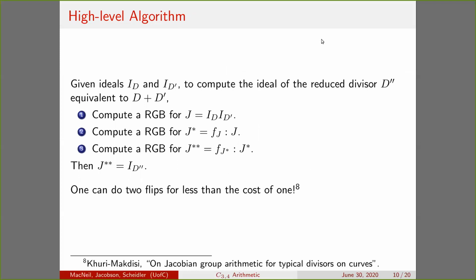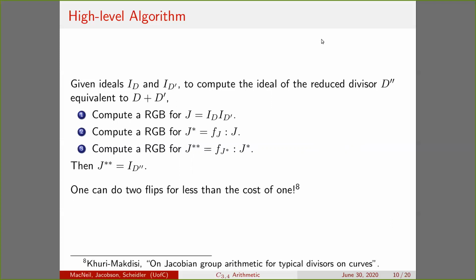So given ideals ID and ID prime, representing the divisors D and D prime, to find an ideal that represents their sum, I just multiply the ideals and then compute two quotient ideals. So I can multiply ID by ID prime and compute a reduced Gröbner basis for that product. Then I can compute these two quotient ideals and the reduced Gröbner bases for these. And then the resulting ideal that I get after the second quotient is exactly the divisor that I'm looking for.